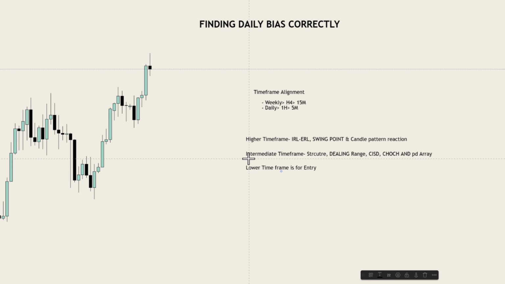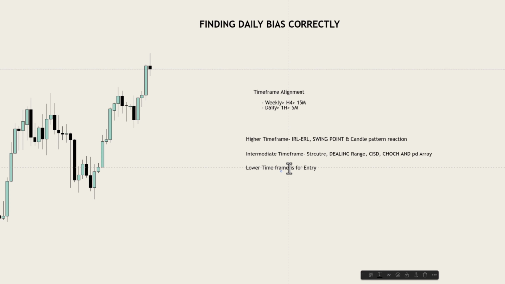Then the second one is the intermediate time frame. I look out for structure, daily range, change in the state of delivery. I also look at choke and PD arrays. So this intermediate time frame, if I'm starting off the weekly, is the 4 hours time frame, while 15 minutes is the lower time frame for entry. And you have to use your entry model. It could be market structure shift, breaker block, mitigation block, swing formation, and so on.